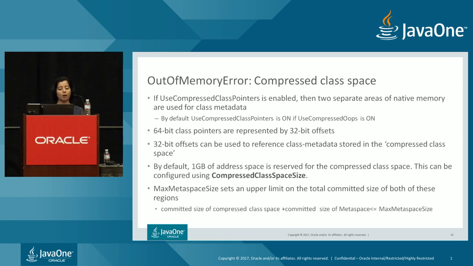By default, 1 GB of address space is reserved for the compressed class space when the JVM initializes, but this can be configured using the option CompressedClassSpaceSize. An important point here is that the option MaxMetaspaceSize sets an upper limit on the committed sizes of both these spaces, metaspace and compressed class space.